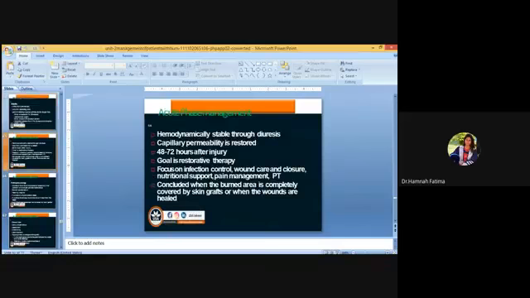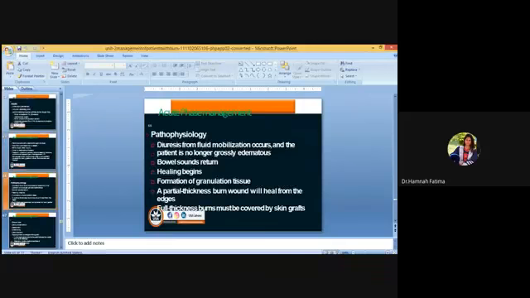Then the patient becomes hemodynamically stable through diuresis; capillary permeability is restored after administering colloids, at 48 to 72 hours after injury. The goal is restorative therapy: focus on infection control, wound care and closure, nutrition support, pain management. Diuresis from fluid mobilization occurs and the patient is no longer grossly edematous. Bowel sounds return, healing begins, with formation of granulation tissue.